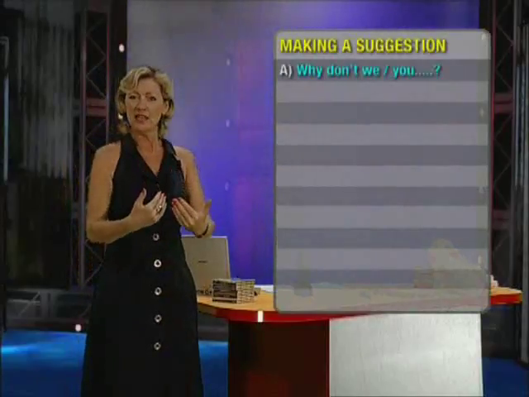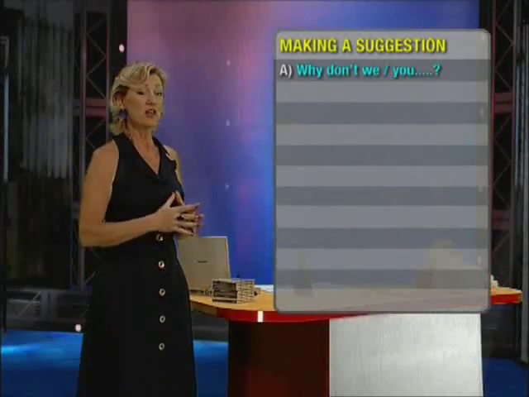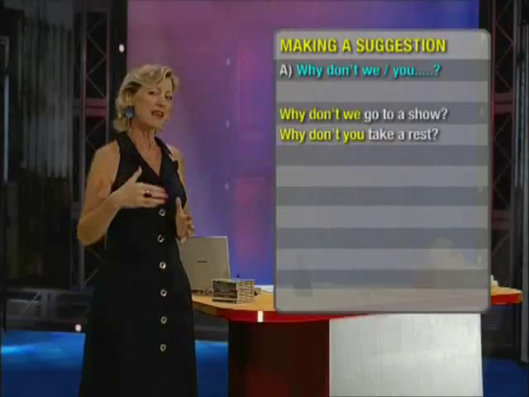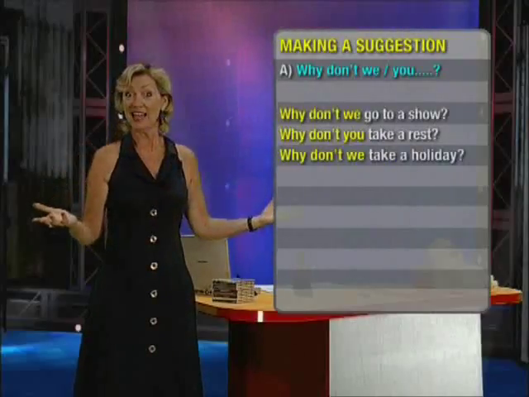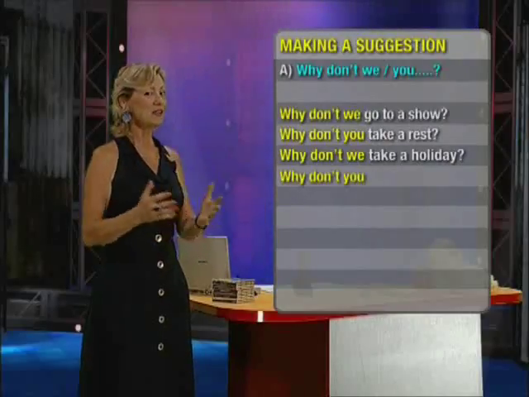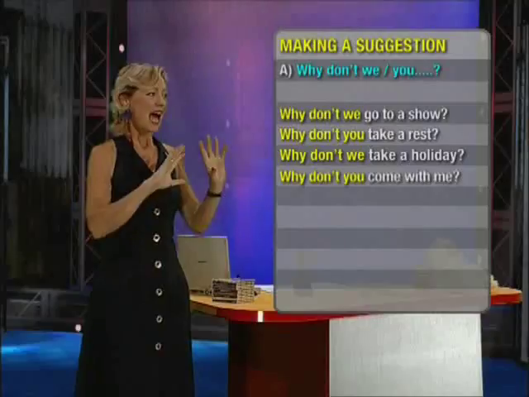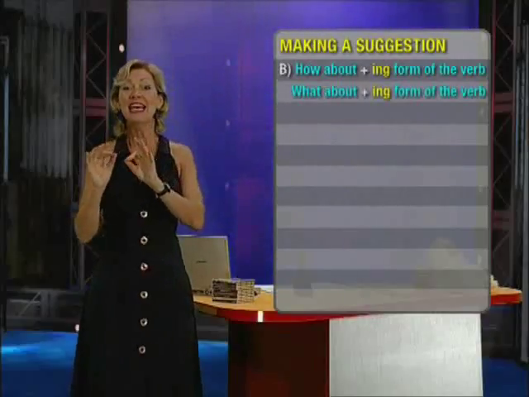So, the first one is, why don't we, or why don't you? Why don't we go to a show? Why don't you take a rest? Why don't we take a holiday? And why don't you come with me? All right, number one. Number two, how about, plus the verb, plus ing.